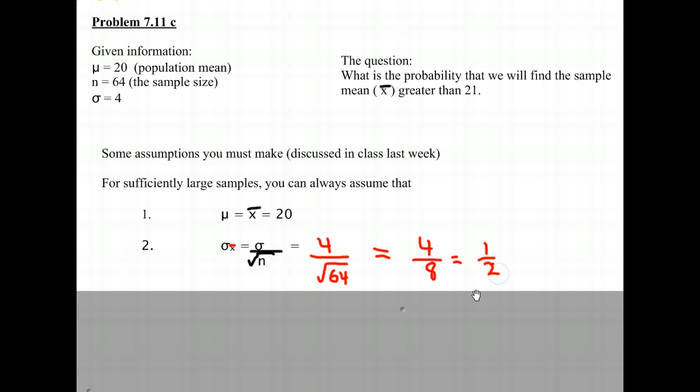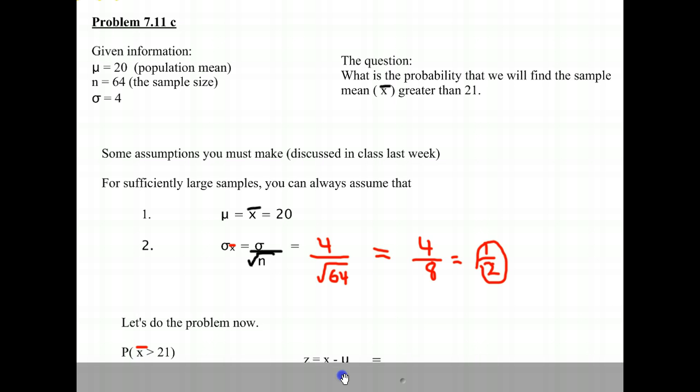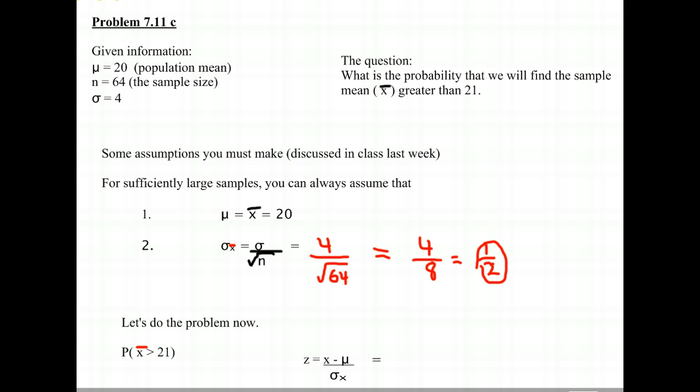Okay, so we calculated this value. This value is going to be very important to us in just a moment. Okay, now we're ready to finish the problem. So here is what the question is really asking.